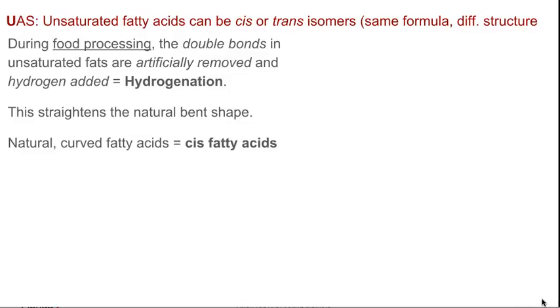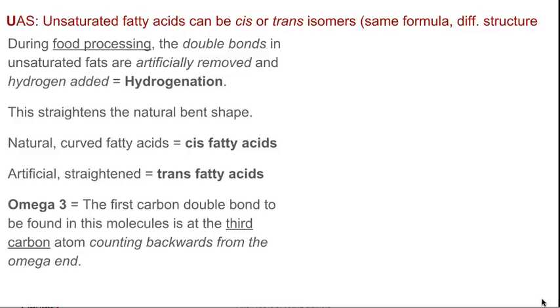The natural or curved versions of the fatty acids are called cis fatty acids. So those are those ones with the double bonds. And the artificially straightened versions are called trans fatty acids. Now you might have heard in the media, negative health consequences associated with trans fatty acids. We'll look at that more in detail.